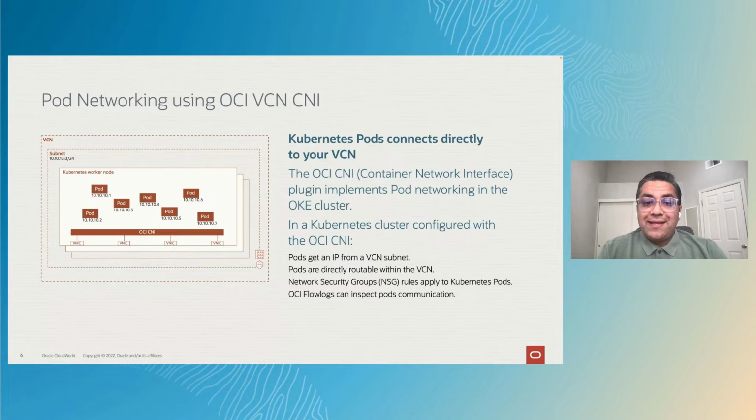You can also apply network security groups to those Kubernetes pods. And the pod's IP can also identify the network traffic going in and out of the pods using something called the VCN flow logs to audit the pod's network traffic that passes through a VCN.